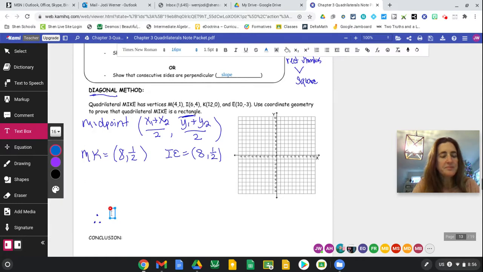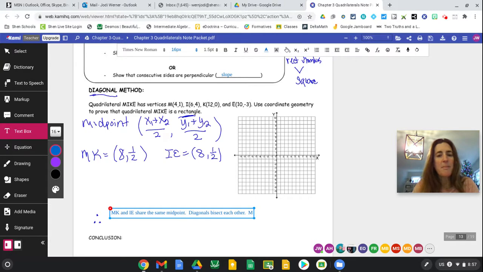Okay, here we go. So MK and IE share the same midpoint. So since they have the same midpoint, the diagonals bisect each other.